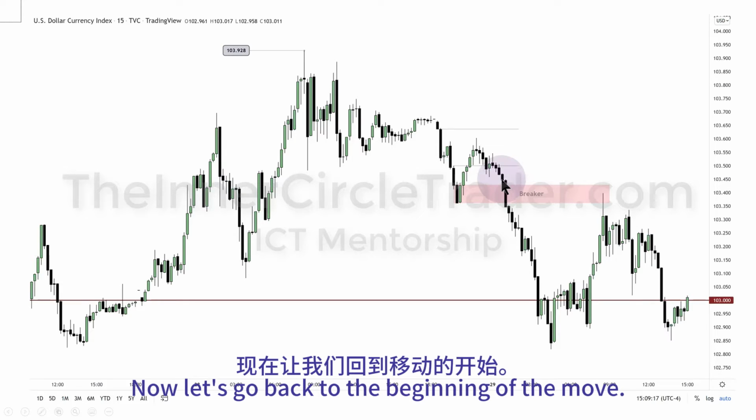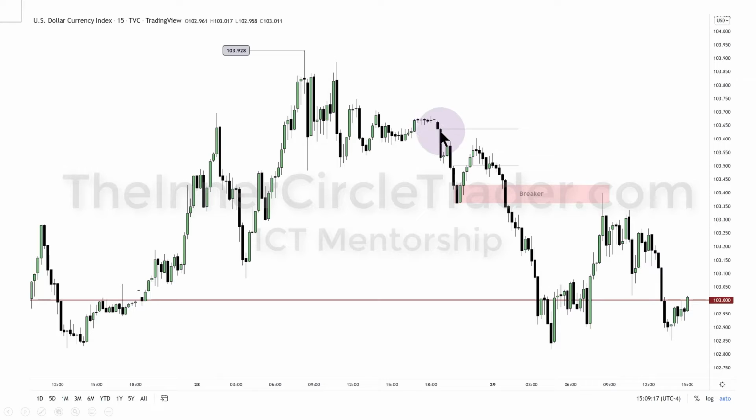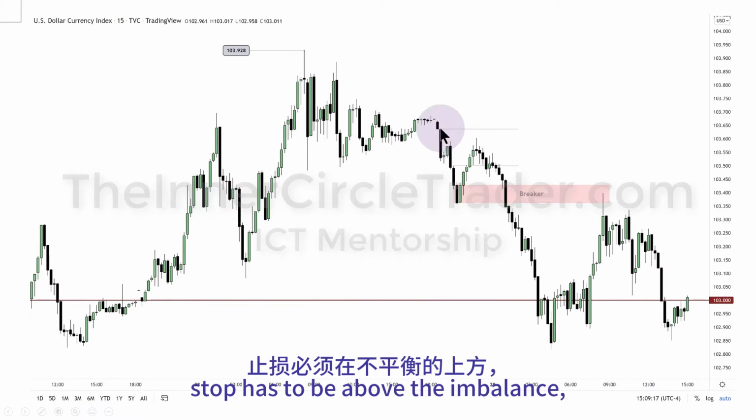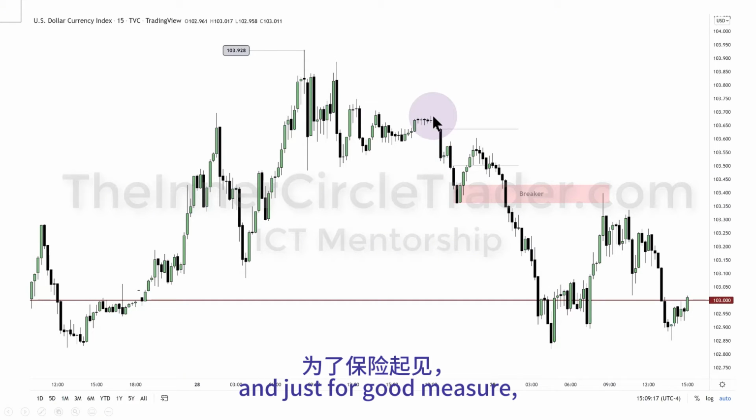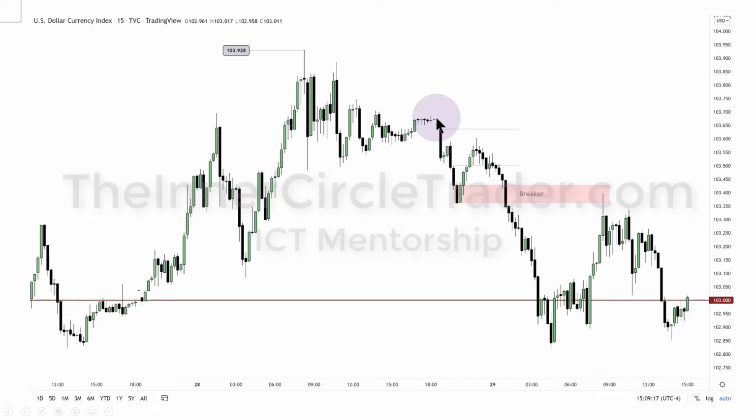Now let's go back to the beginning of the move. Displacement. You can use this entry, stop is here, or entry here, stop is here. Okay, so the stop has to be above the imbalance, and it begins on this candle here, and just for good measure, the swing high is perfect.